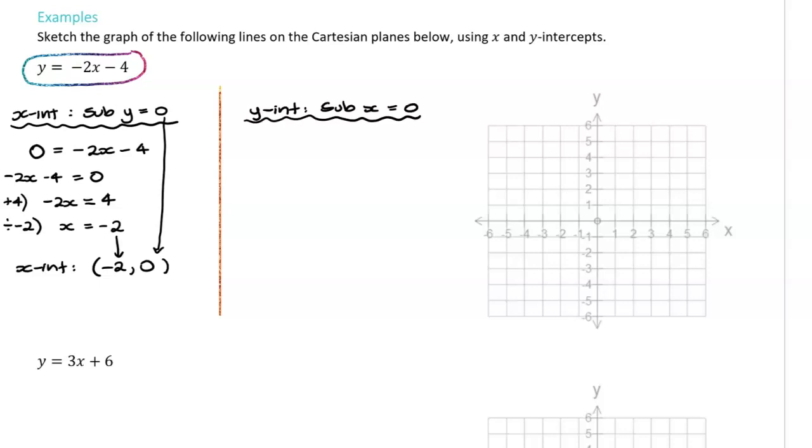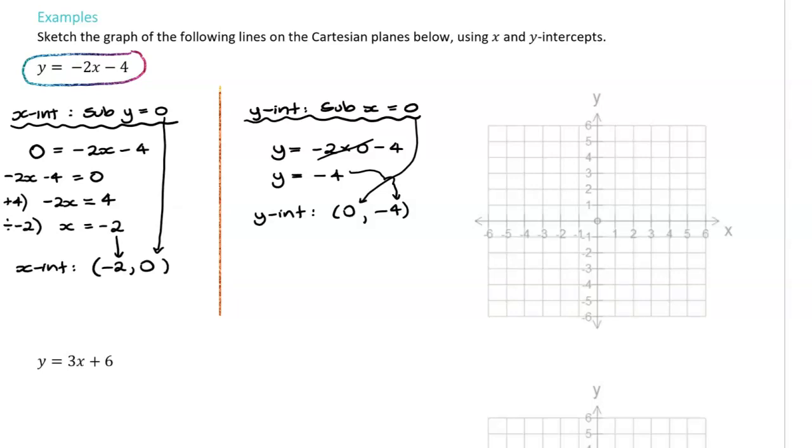Okay, so instead of y equals minus 2x, we're going to write minus 2 times 0 minus 4. Oh, love it when things are multiplied by 0. So y is just equal to minus 4 here. So the y-int, that was a bit easier to find. The y-int is going to be 0, minus 4. So now we have 2 points.